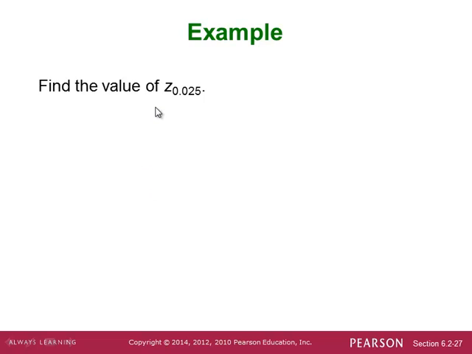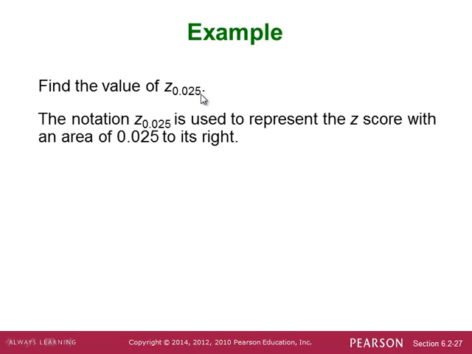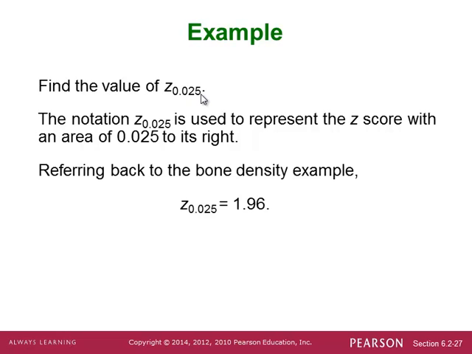Find the value of z sub 0.025. In fact, we've already seen that. That was actually 1.96. We didn't even need to do anything.